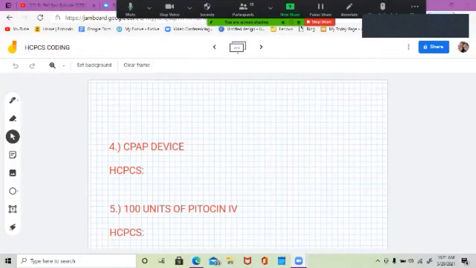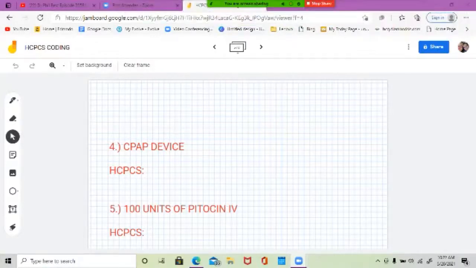Number 5 says 100 units of Pitocin through the IV. Where are we going? It's a drug. Table of drugs, and we're looking for Pitocin.